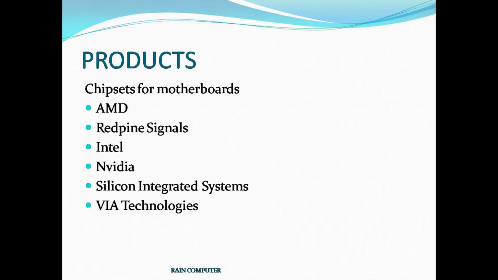There are various companies manufacturing chipsets for motherboards, like AMD, Intel, Silicon Integrated Systems, and VIA Technologies. These companies manufacture chipsets for devices like desktop computers, laptops, or mobiles. There are different chipsets manufactured by these companies.